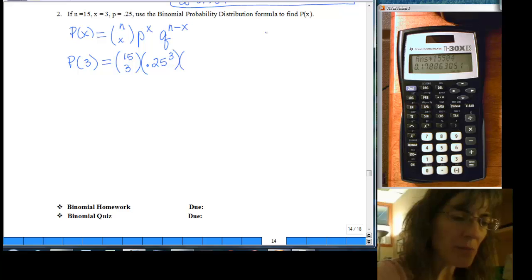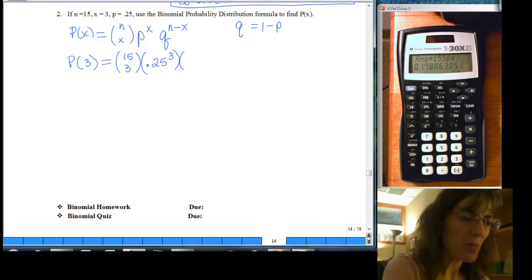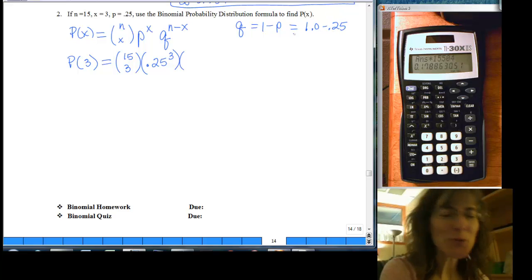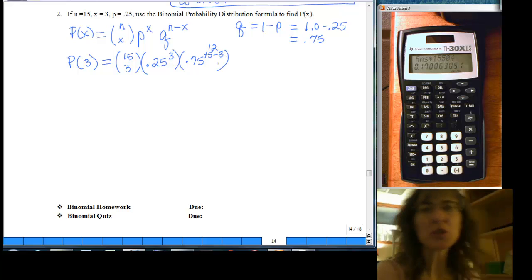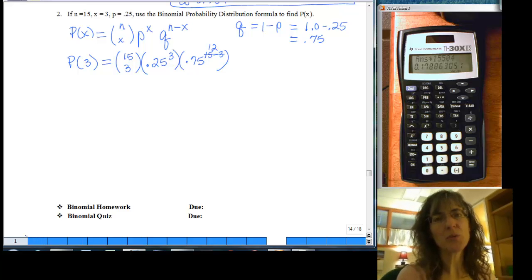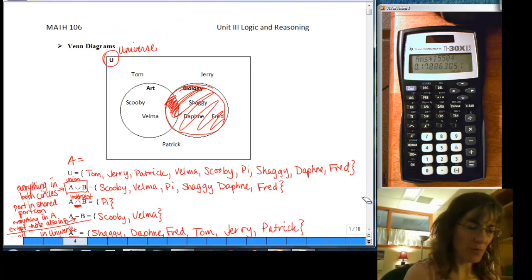and then multiplying by q, so I have to do 1 minus p to get the q, and that'll be 1.0 minus 0.25, or $1 minus a quarter. It's going to be 0.75. So 0.75 to the n minus x, so the 15 minus 3. 15 minus 3 is 12, so I'll just write that in. I don't have to wait to calculate it later.